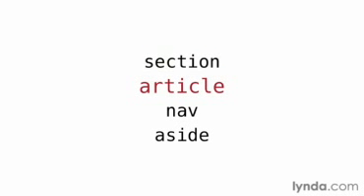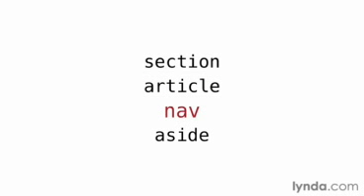The article element represents a self-contained composition within a document. The HTML5 specification says this could be a forum post, a magazine or newspaper article, a blog entry, a user-submitted comment, an interactive widget or gadget, or any other independent item of content.